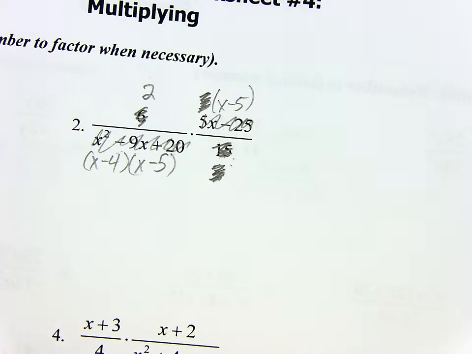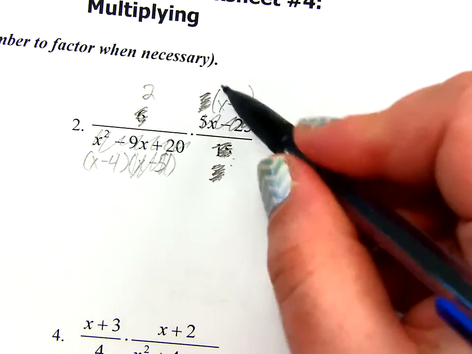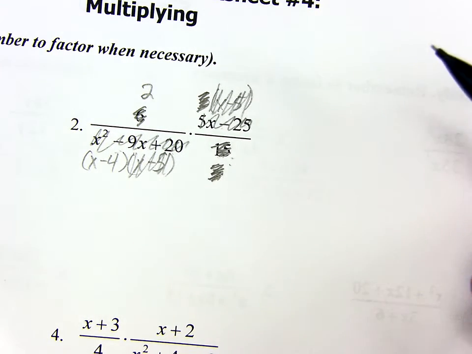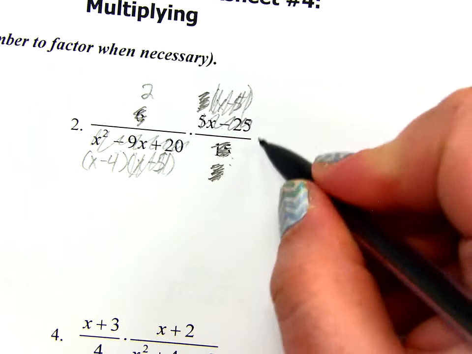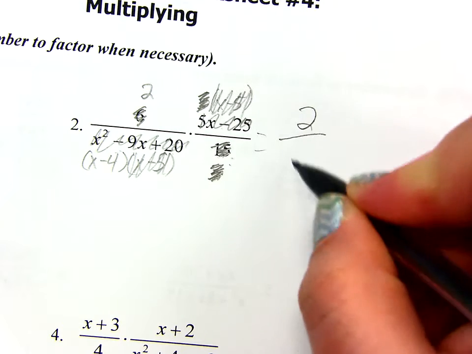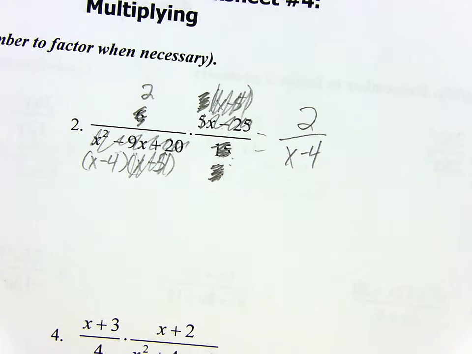What else? X minus 5s. Remember, binomial has to match identically, and they do. Anything else? No, you're done. So your answer is just 2 over x minus 4. That's it. You are finished. So as long as you do the 3 steps correctly, factor it correctly, cancel everything out correctly, and then just write your answer, you are done. You walk away from the problem.